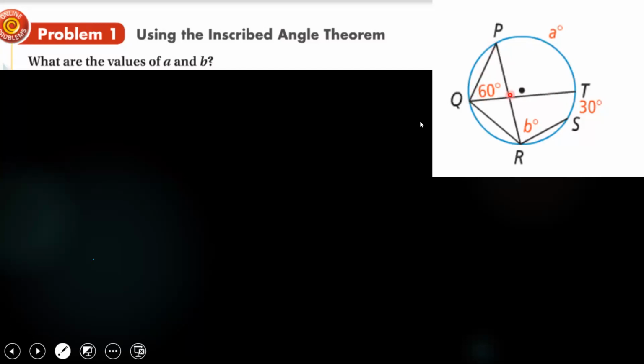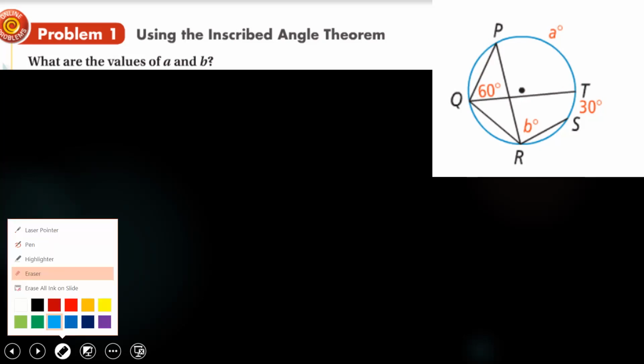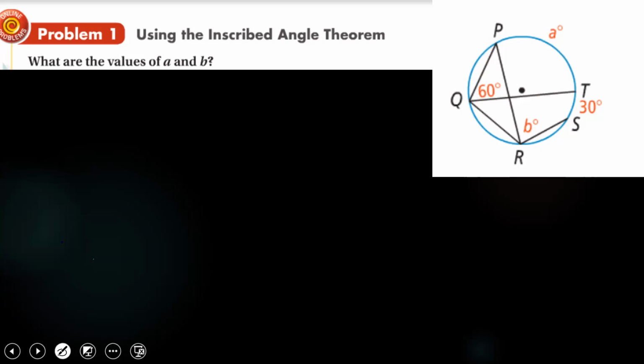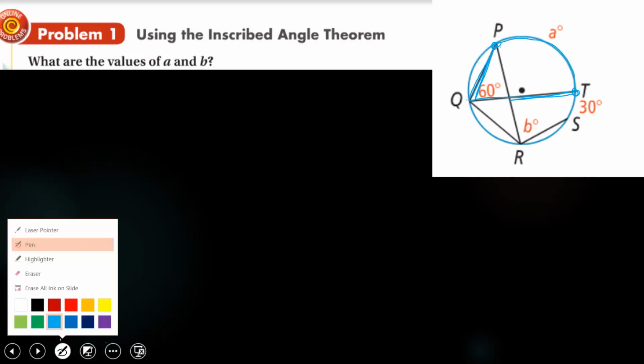Since these are the sides of the angle, we have this endpoint and this is the other endpoint. It is here. So their endpoints are P and T. So where's its intercepted arc? It will be PT.